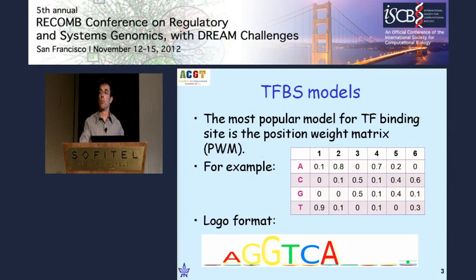The most popular model to represent TF binding preference is the position weight matrix. In this matrix, each column contains a distribution of probabilities over the nucleotides, which represents the binding preference in that position. One of the properties of this matrix is that the positions are independent of each other. This has been shown to be untrue in some cases, but still this is a very useful model and it's commonly used. A convenient way to represent the matrix is using the logo format.